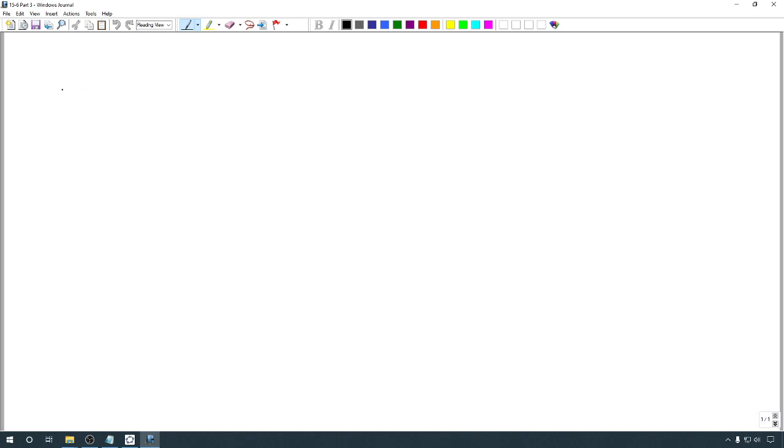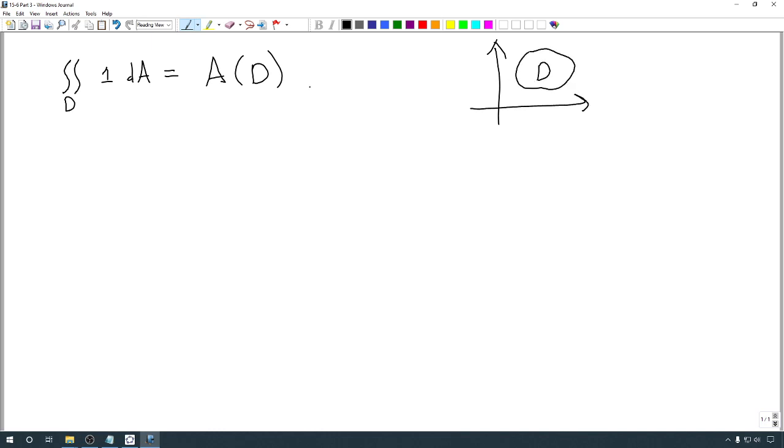So first things first, recall with double integrals, when we took the double integral over some region D of the function 1, all that we end up getting was the area of that region D. So if we have some D here, we can express the area of that D as a double integral of 1 over that region. The same thing is going to be true for triple integrals.